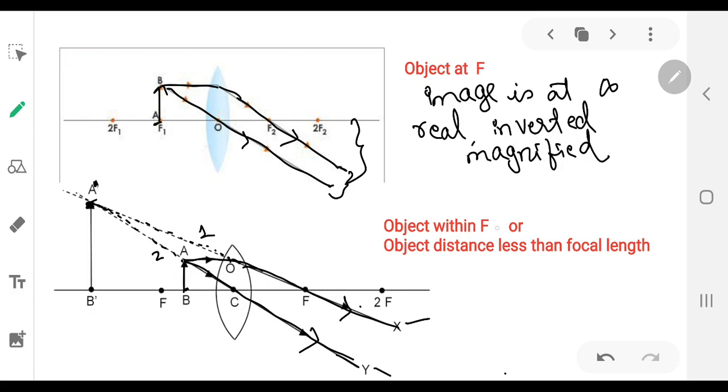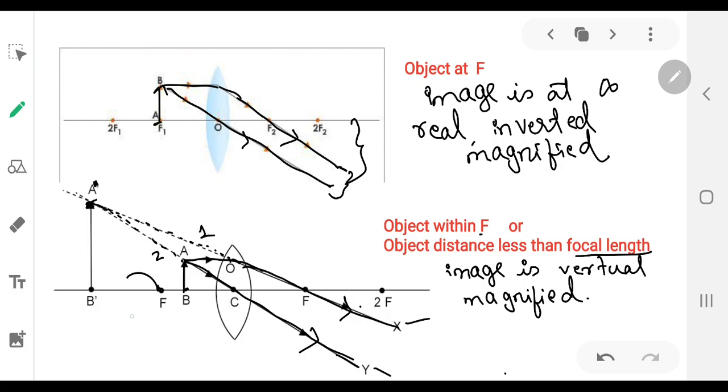So when the object is within the focal length, within F, or the object distance is less than the focal length, how is the image? It is virtual and magnified. The image is virtual and magnified for any object within F, and it is formed beyond F.